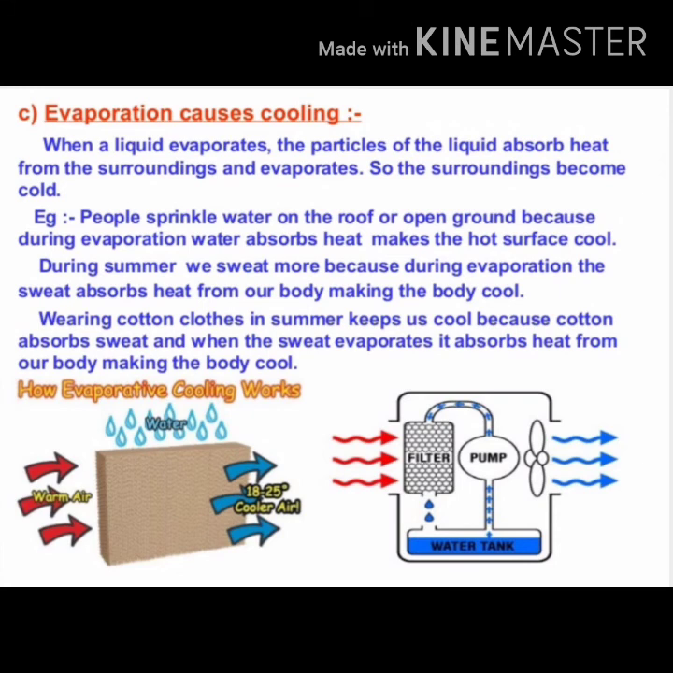Evaporation causes cooling. When a liquid evaporates, the particles of the liquid absorb heat from the surroundings and evaporate. So, the surroundings become cold. Example, people sprinkle water on the roof or open ground because during evaporation water absorbs heat, making the hot surface cool. During summer, we sweat more because during evaporation the sweat absorbs heat from our body, making the body cool. Wearing cotton clothes in summer keeps us cool because cotton absorbs sweat, and when the sweat evaporates, it absorbs heat from our body and makes the body cool, as you can see in the figure.